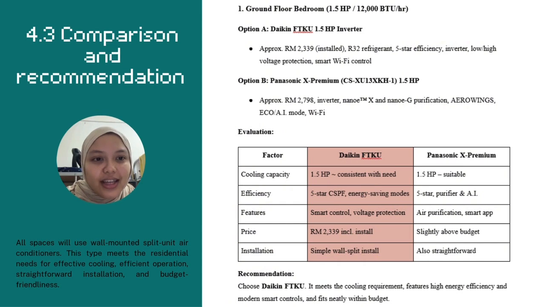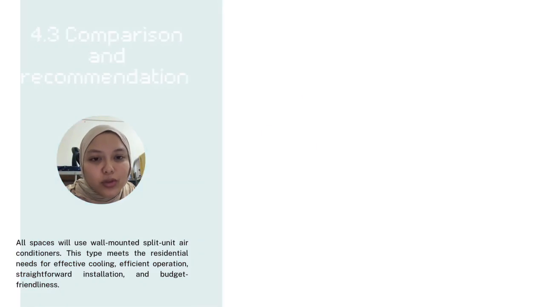2,798 ringgit. So for my recommendation, we choose the Daikin FT SKU 1.5 HP because this unit meets the cooling needs, includes smart features and fits within budget, making it the better value option.